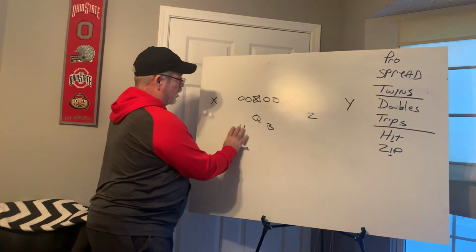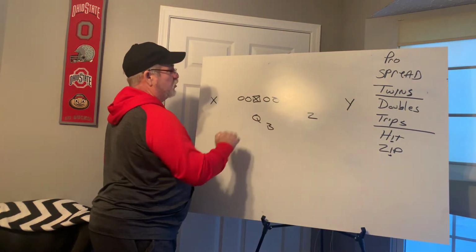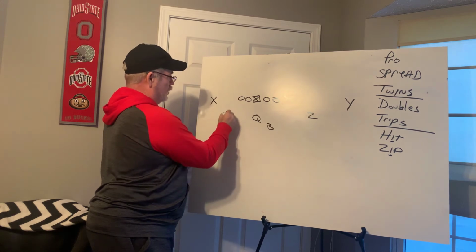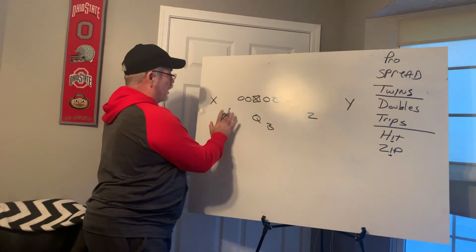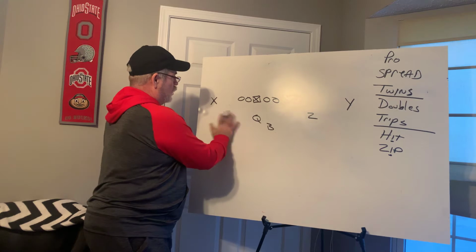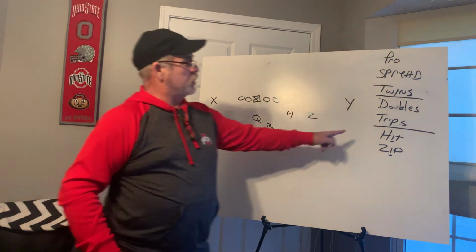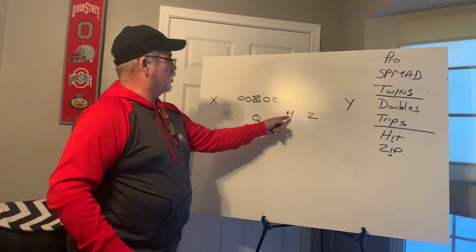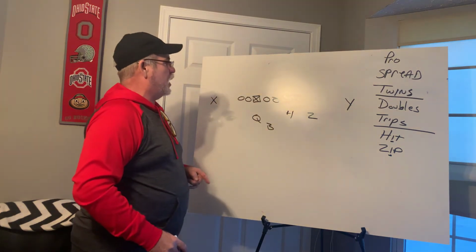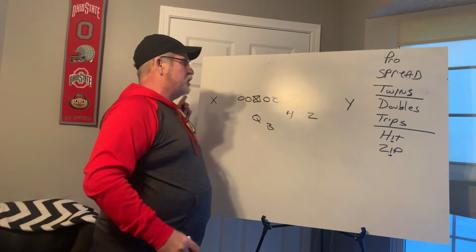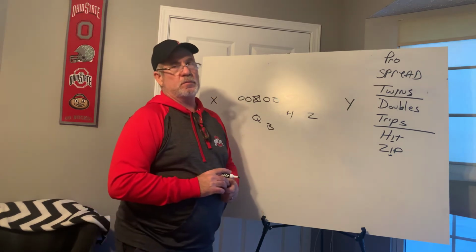In order to create doubles, which is 2 receivers on each side of the field, the H would have to go over here. Spread trips, the H would go over here. And once again, hit motion would be the H coming in towards the quarterback. Zip motion would be the Z coming in towards the quarterback.